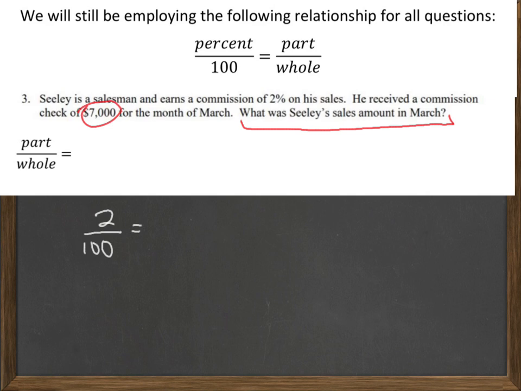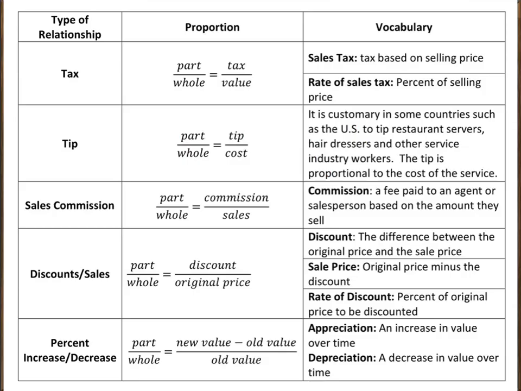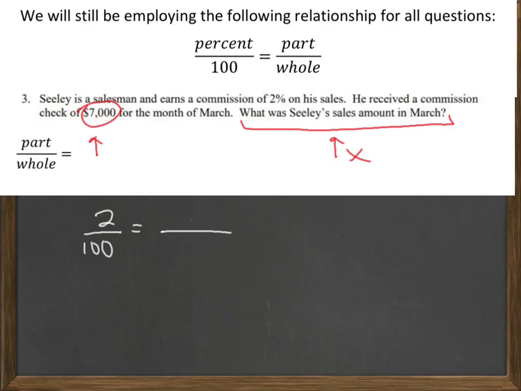And then we have two values. We have the $7,000, and then we have the sales amount, which of course is going to be x. So the million-dollar question is, which of these is the part, which one of these is the whole? So if we go back to this, we're looking at sales commission. So the part is the commission, the whole is the total sales. So if we want, we can make ourselves a note here: the commission is going to be the part, the total sales is the whole. Okay, so let's reread this problem. It says he received a commission check of $7,000. So is the commission the part or the whole?